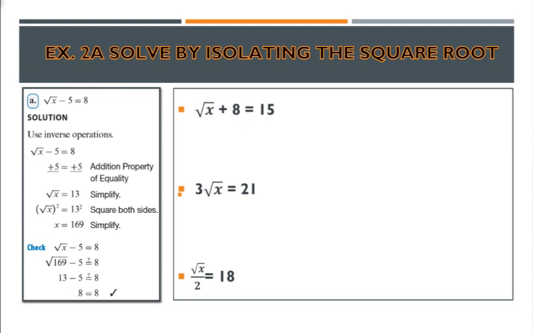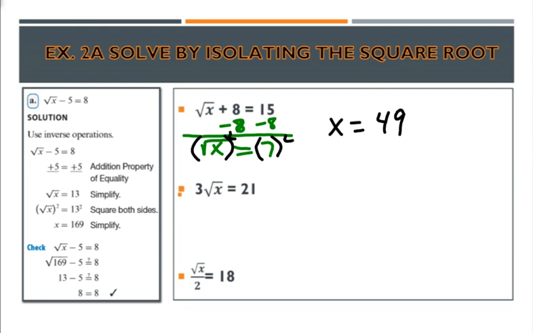Example 2a, solve by isolating the square root. So here you can do a step before you square both sides. Let's look at the first example. Square root of x plus 8 equals 15. I need to subtract 8 on both sides. When I do that, I have the square root of x equaling a positive 7. Now to undo a square root, I need to square both sides. That gives us x equaling 49 as my answer.